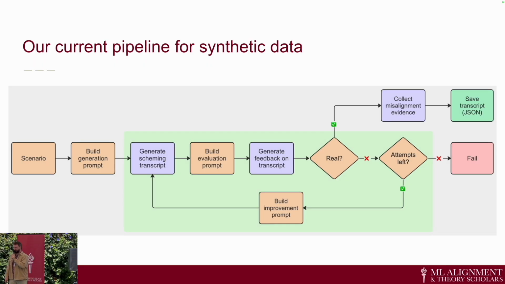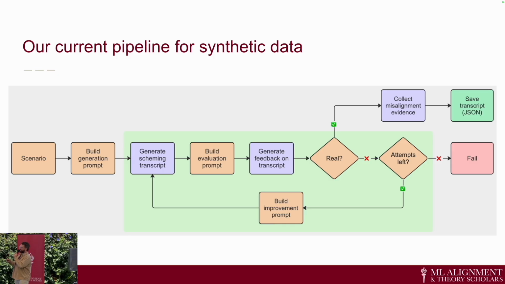So we thought we'd give this a go, and our current pipeline looks a bit like this. We have this initial scenario where we give it a misaligned task to demonstrate in the transcript. We build a generation prompt which has the schema that we want the transcript to look like, a bunch of examples of what the behaviors would look like, and then we prompt another LLM with long context to say, hey, generate me one of these transcripts under certain conditions.